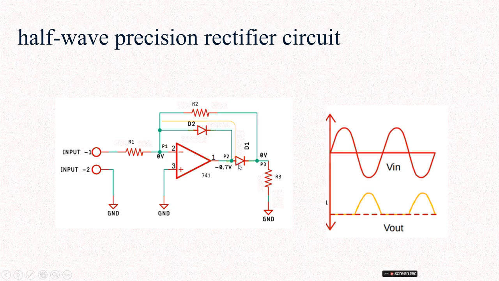So, the circuit operation. From the waveforms you can also observe that during the negative half cycle, we get a positive output with a 180 degree phase shift. This is the half-wave precision rectifier circuit operation. I hope you all understood that.